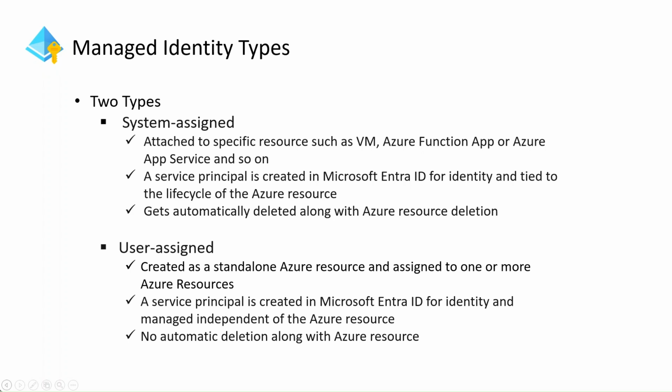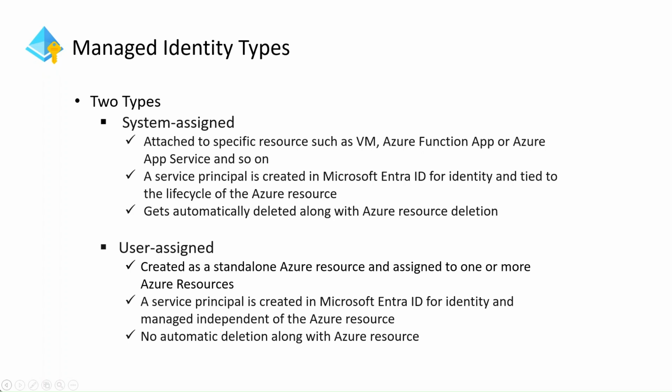Next, let's see the managed identity types. There are two types of managed identities. One is system assigned and another one is user assigned. Let's see one by one. System assigned. System assigned managed identity is tied to a specific Azure resource such as virtual machine, Azure Function App, Azure App Service, and so on. It can be enabled directly on the resource.